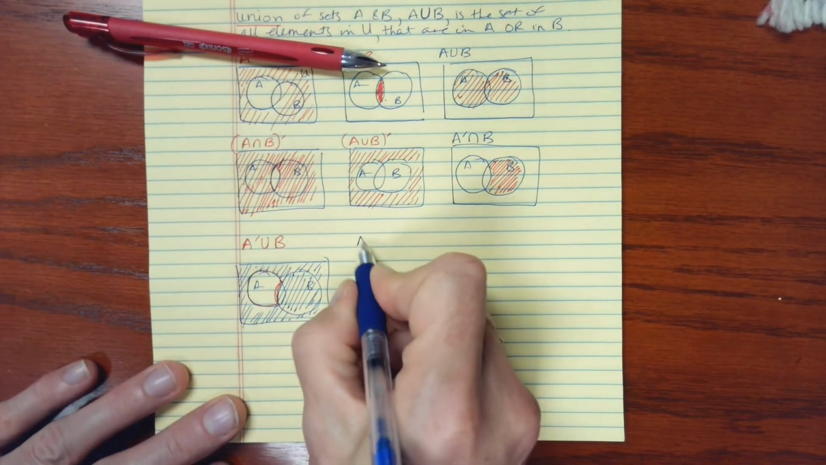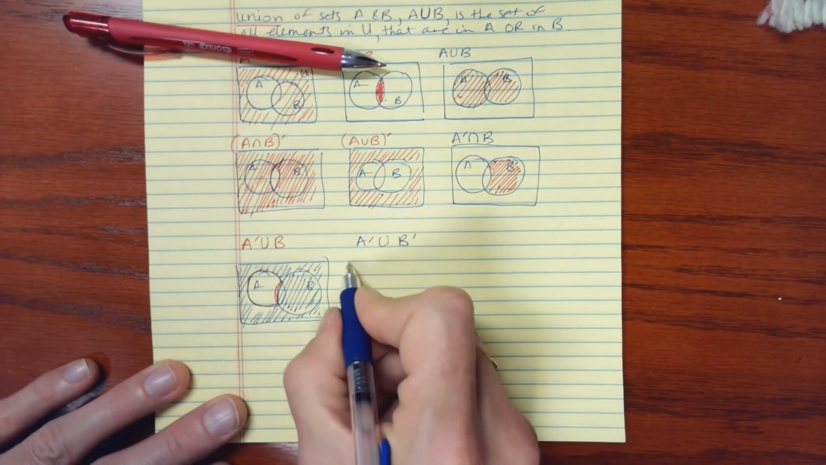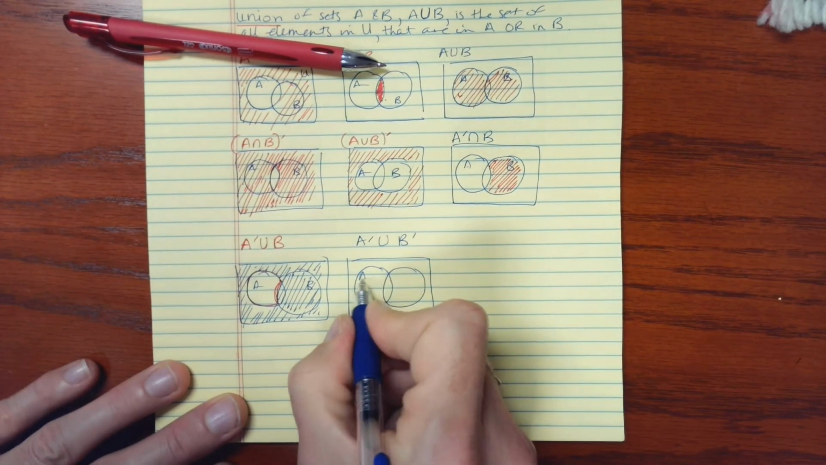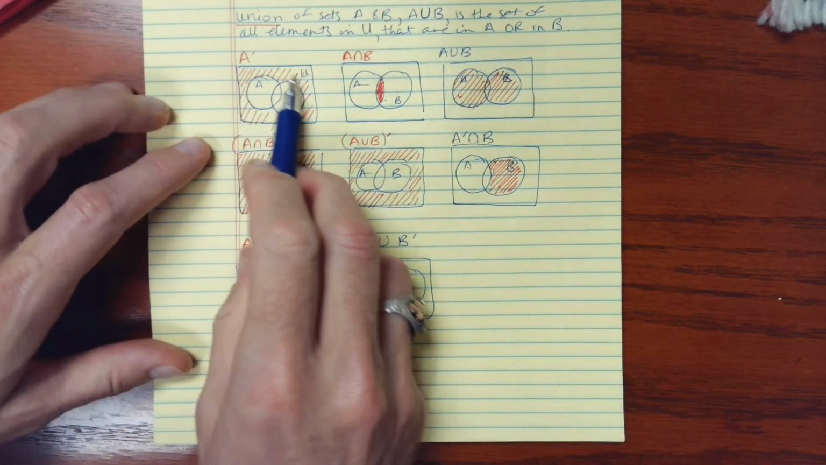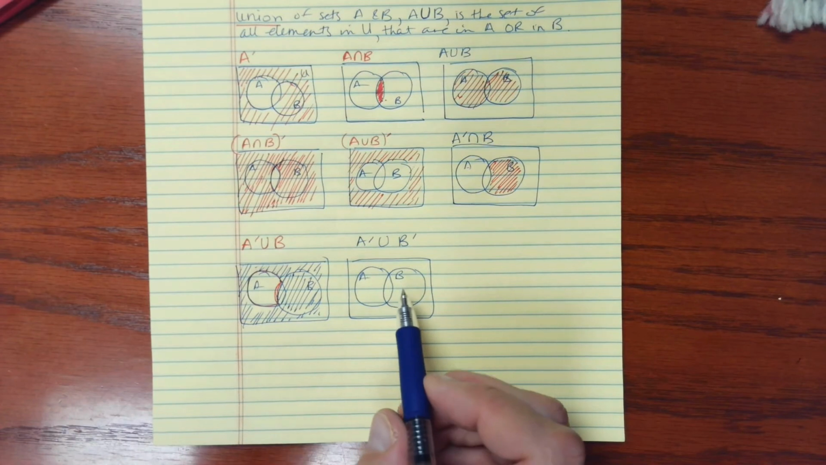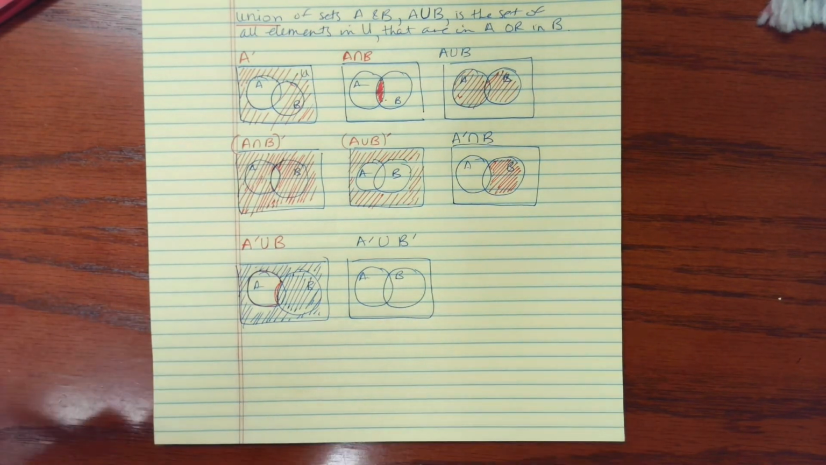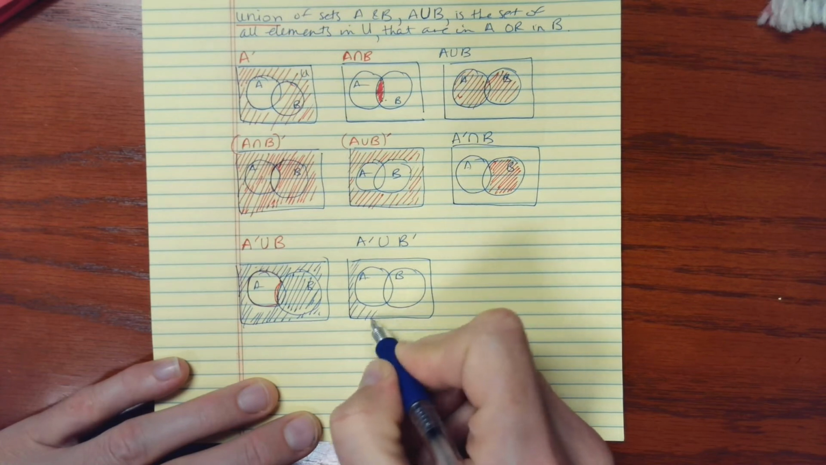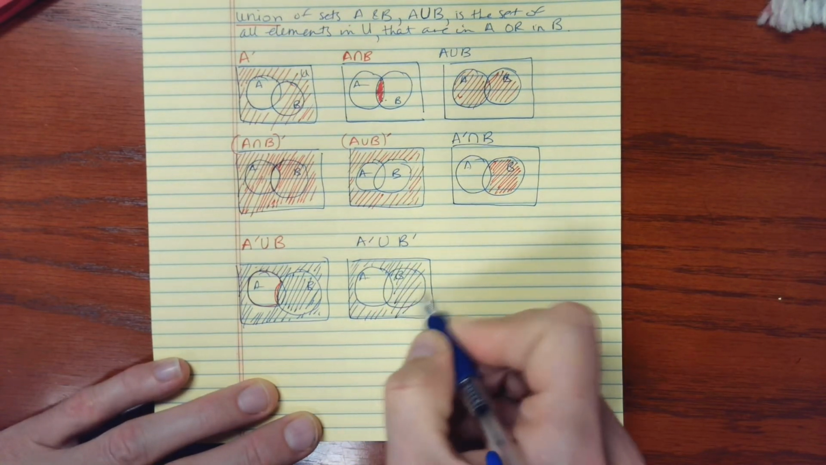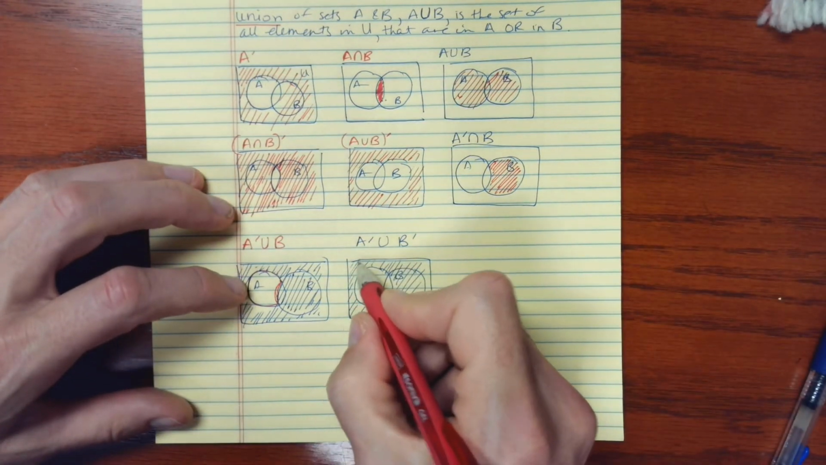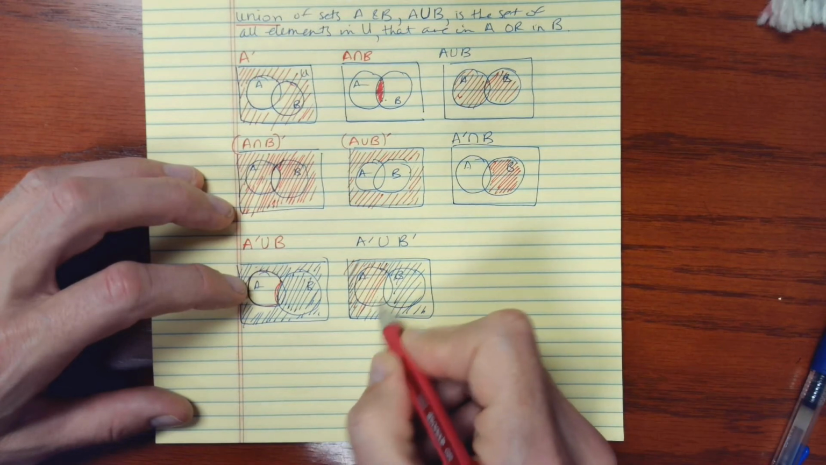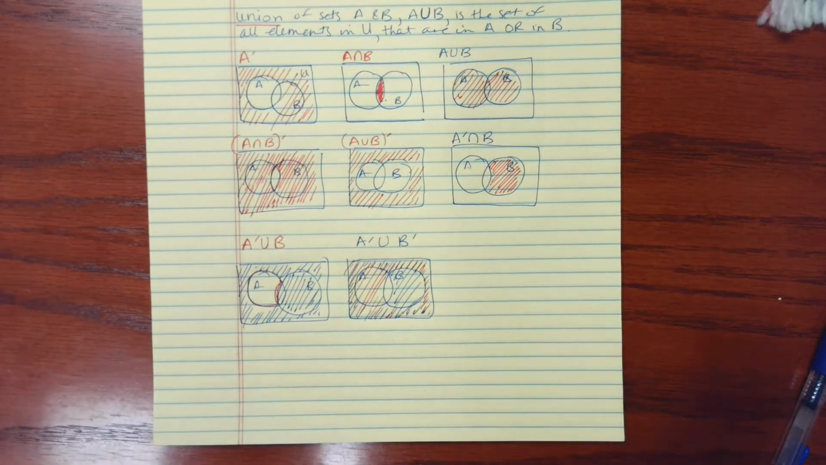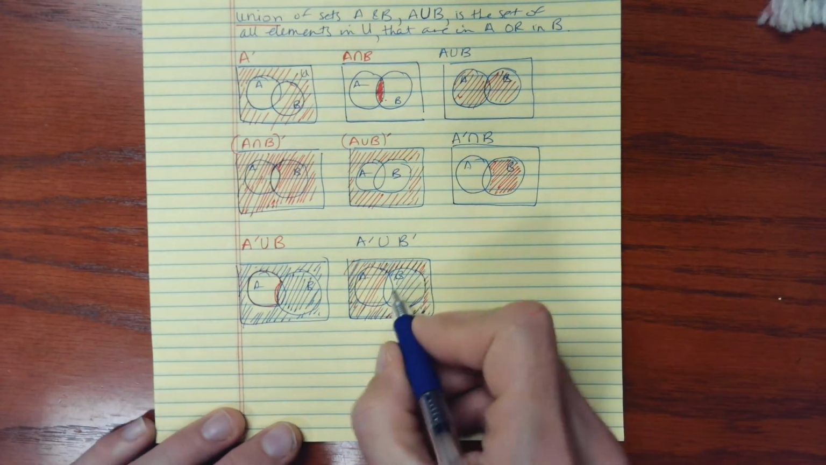Let's do a few more. A's complement union B's complement. So here's A, here's B, and I know A's complement is this region that's everything outside of A. B's complement is everything that's outside of B, and when I union those together, so here's A's complement, and now let's do B's complement. Everything outside of B. Now notice I've shaded everything except the football.